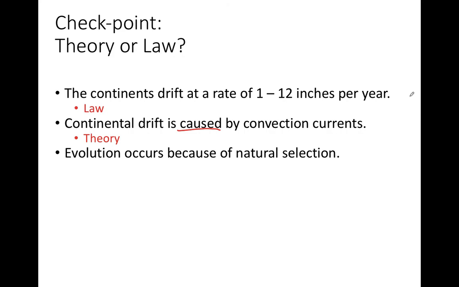Evolution occurs because of natural selection. Is this best representing a theory or a law? This best represents a theory because it is trying to explain what is causing evolution, or why evolution is happening. It's happening because of natural selection.